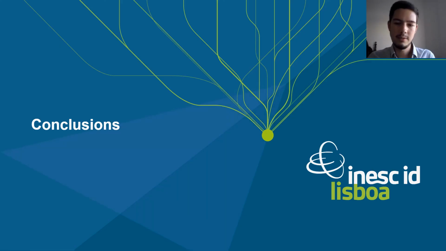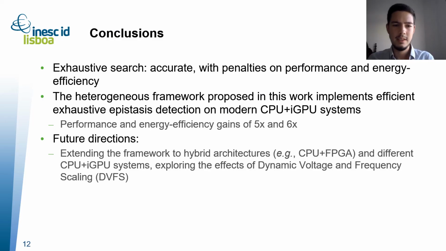And now we reach the conclusions of this work. We can conclude that exhaustive search methods provide high accuracy, but they have a performance impact and also an energy efficiency impact. But it is our belief that the heterogeneous framework proposed in this work can lead to higher efficiency for these epistasis detection methods using heterogeneous architectures consisting of a CPU and an integrated GPU.